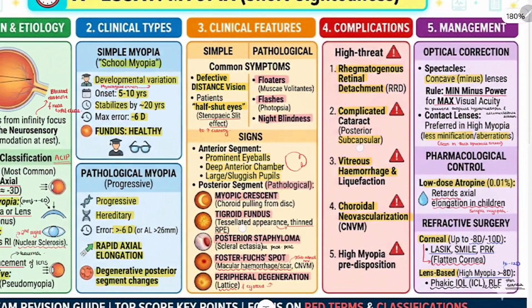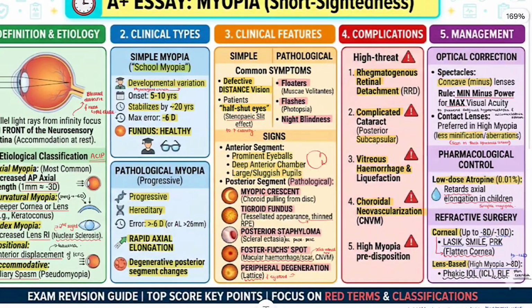Remember, you have to classify it under 5 headings and write definition, etiological classification, clinical types, clinical features, where we will write symptoms and signs. In signs, anterior segment and posterior segment signs which are specific to pathological myopia. Complications like retinal detachment, complicated cataract, vitreous hemorrhage, choroidal neovascularization, and management including optical correction, pharmacological correction, refractive correction, where refractive surgery includes corneal and lens based refractive surgery. So this was all about myopia.